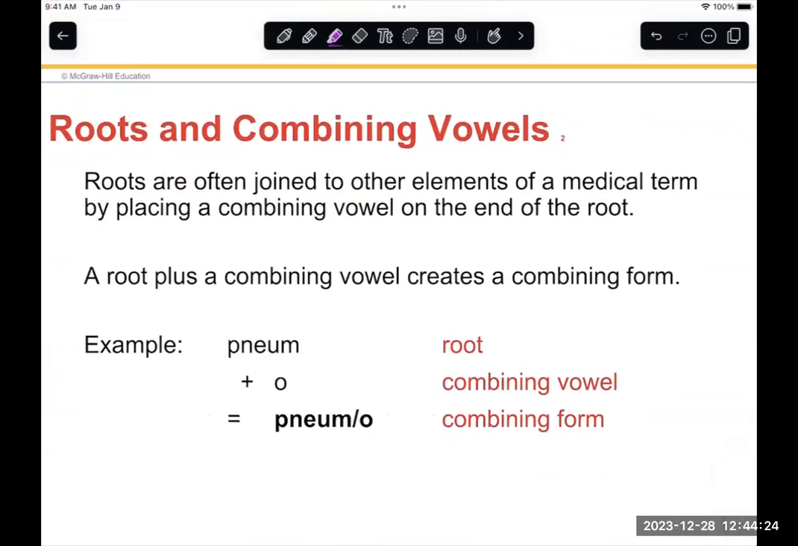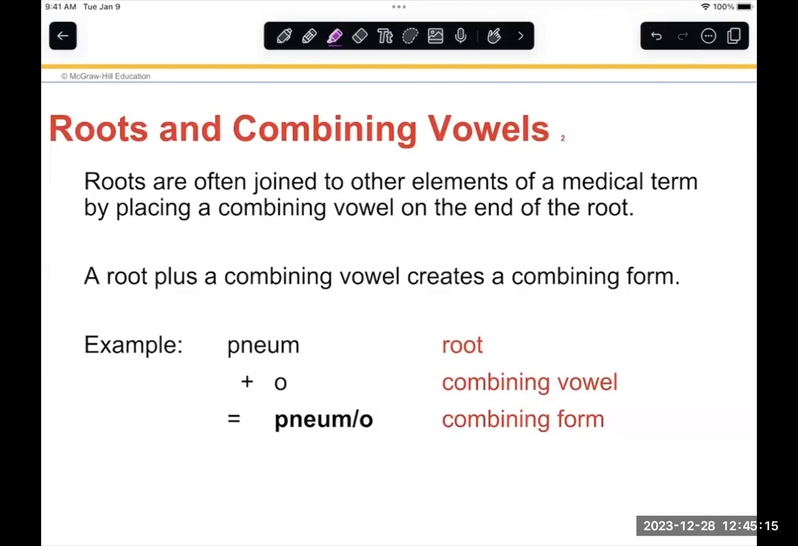Roots are often joined to other elements of a medical term. And how we do this is by placing a combining vowel on the end of that root. The combining vowel is added to more easily combine the root with other word parts. A root plus that combining vowel creates this combining form. The letter O is the most common combining vowel. Combining forms can be attached to another word or combining word.